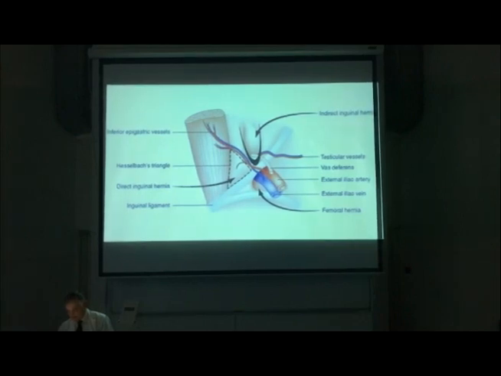This is the internal inguinal ring, lateral to the inferior epigastric artery. The triangular area medial to the inferior epigastric artery is the place where a direct inguinal hernia protrudes. And this is called Hesselbach triangle. So the inguinal canal has openings, and they are in the form of rings. The internal inguinal ring is an opening in the fascia transversalis.